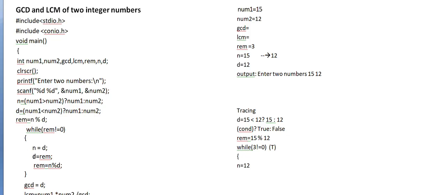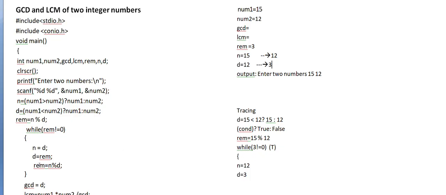Okay, next d is equal to remainder. So d is equal to remainder. What is the remainder holding? The remainder is holding the value 3. Okay, now at the second step the value of d is equal to 3.